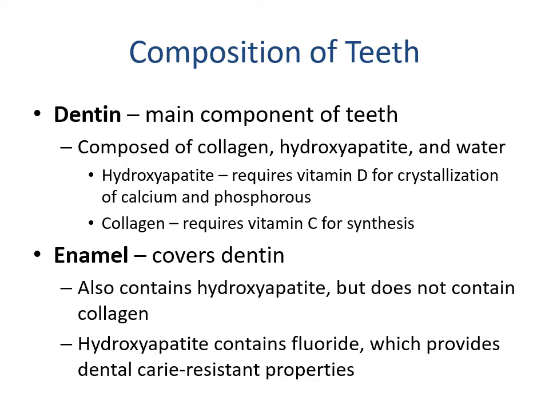Now looking at the composition of teeth, you have the dentin, which is the main component of teeth, and this is composed of collagen, hydroxyapatite, and water. Remember hydroxyapatite has a similar crystalline structure to the bone. So this requires vitamin D for crystallization, and here you have this crystalline structure of calcium and phosphorus. And that collagen, that actual protein layer, requires vitamin C for synthesis. Now we have the enamel, which covers the dentin, which also contains hydroxyapatite, but does not contain collagen. And so then we'll talk about hydroxyapatite with fluoride, which then makes fluoroapatite, which provides dental caries resistant properties to the outer covering of the teeth.